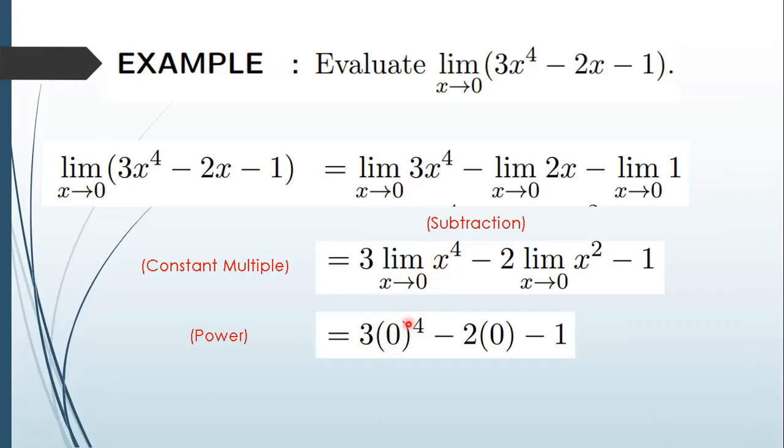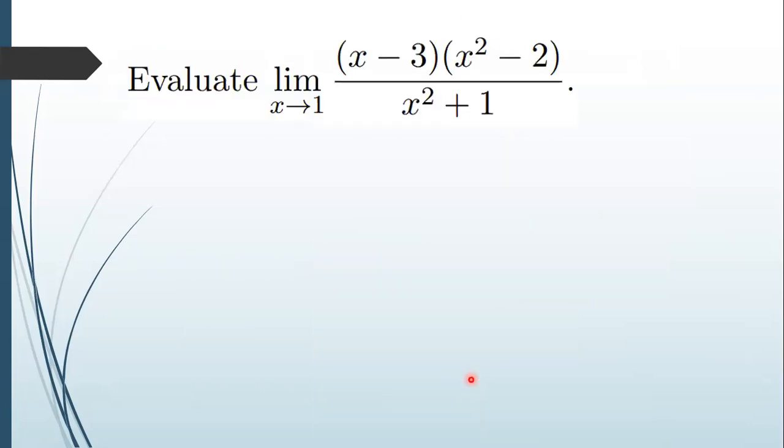So 0 raised to the power of 4, that's within the limit, minus 2 times 0, because 0 squared alone is 0, right? And then minus 1. Next, as we simplify it, 0 minus 1, that's negative 1. And that's our answer for this function.